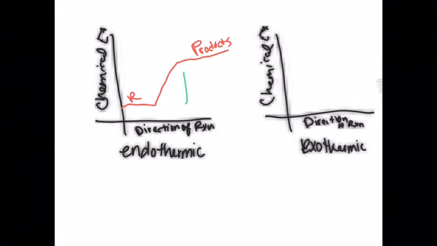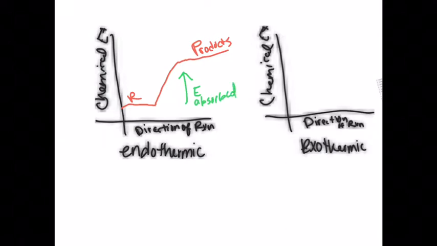We're showing that the reactants are really low in energy versus the products, which are really high in energy. And that would be an endothermic reaction. So green arrow means energy absorbed. Okay. Now let's look at our exothermic reaction.